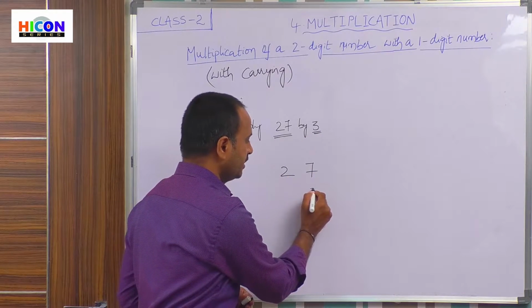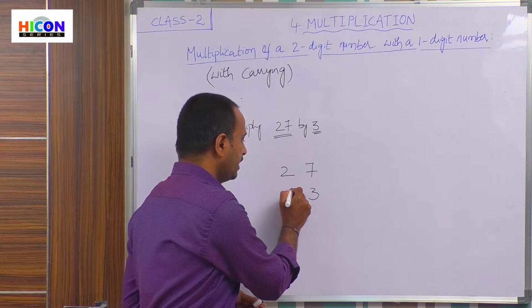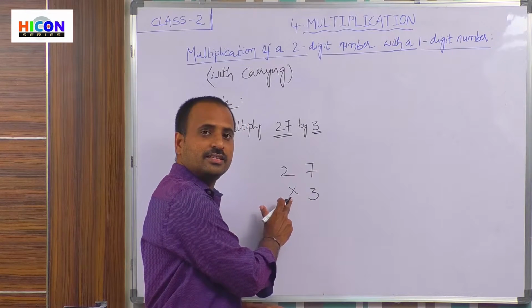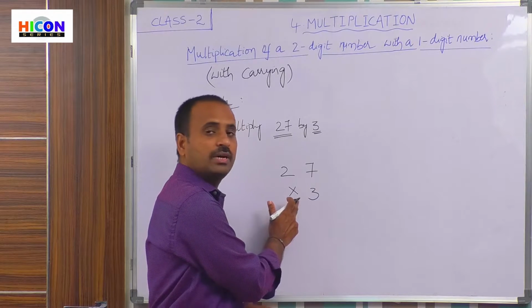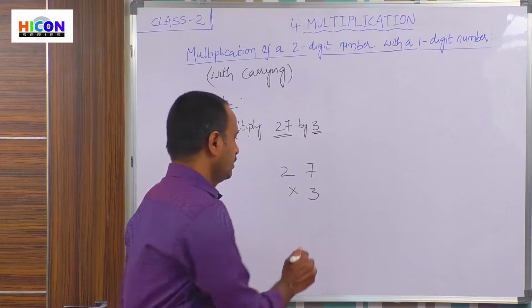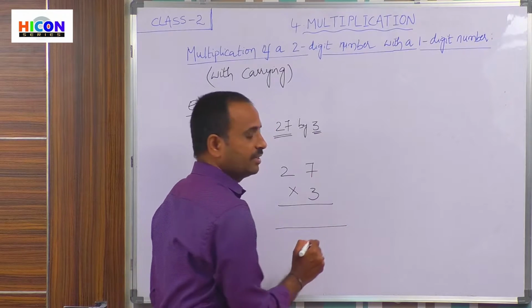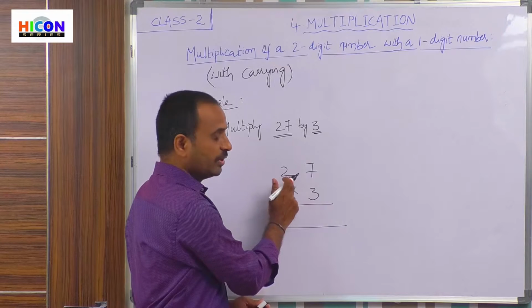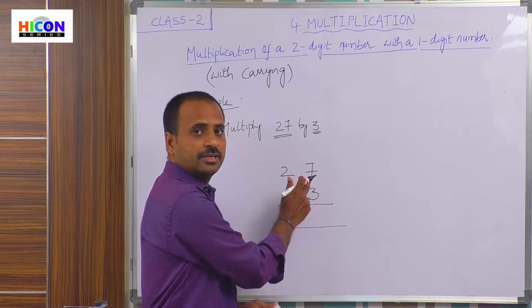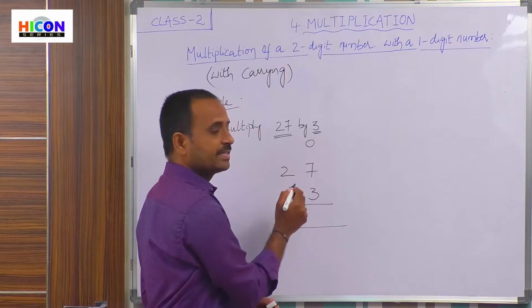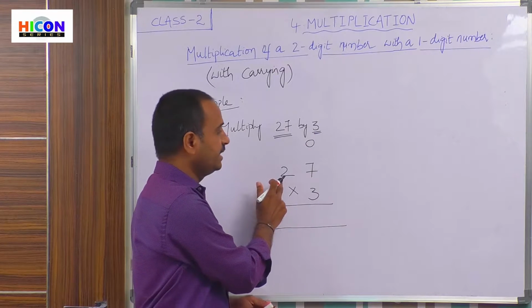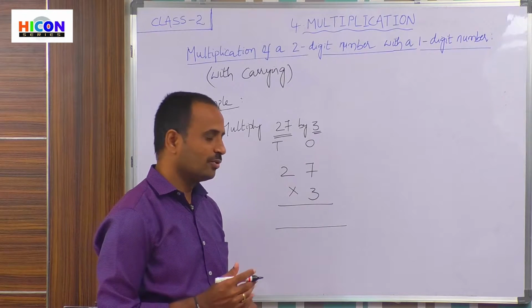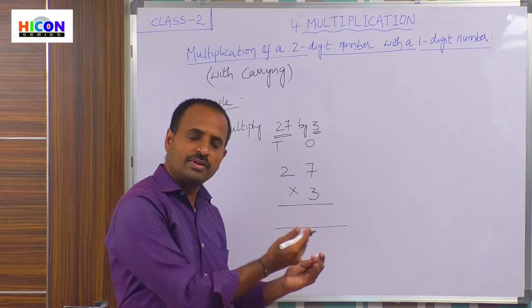So write 3 below the two-digit number and keep the symbol into. What is this symbol, children? The symbol is into, and the symbol means multiplication. Now do the multiplication, and first write the places above each digit. Here in 27, 7 is present in ones place and 2 is present in tens place. So first write the places. Now start the multiplication from ones place.